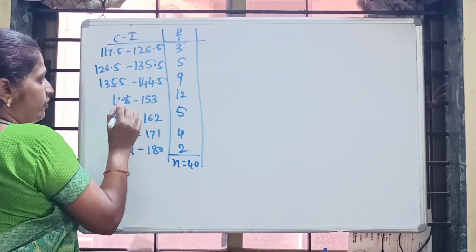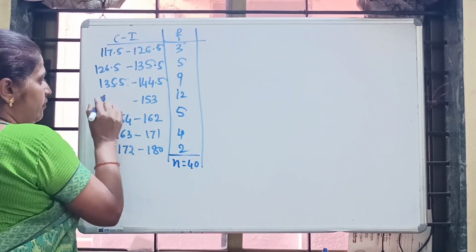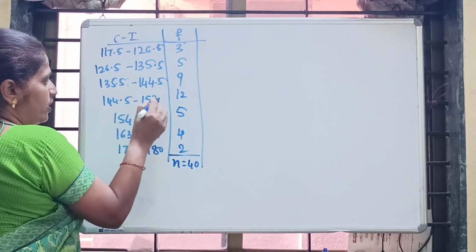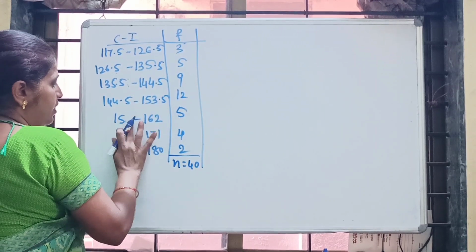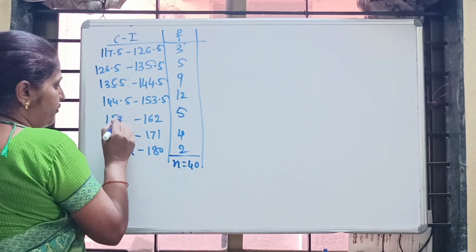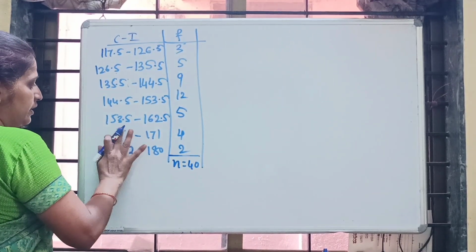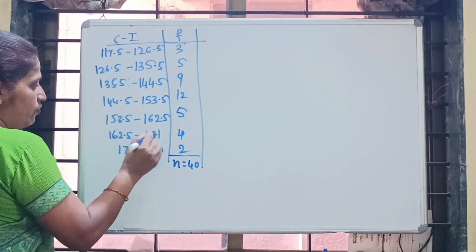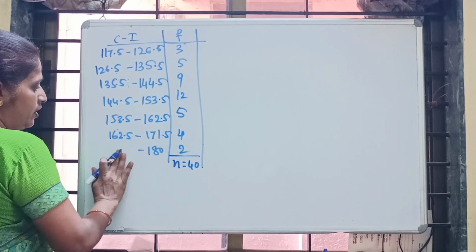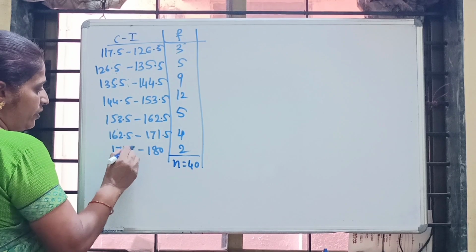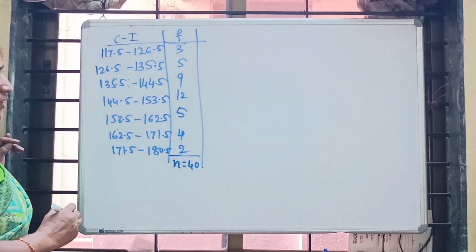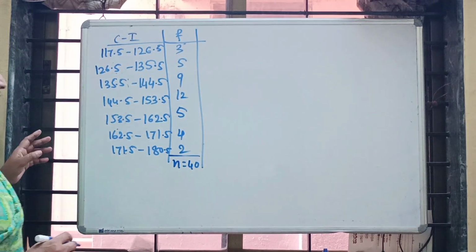135.5 to 144.5, 144.5 to 153.5, 153.5 to 162.5, 162.5 to 171.5, 171.5 to 180.5. Now we got the continuous class intervals.